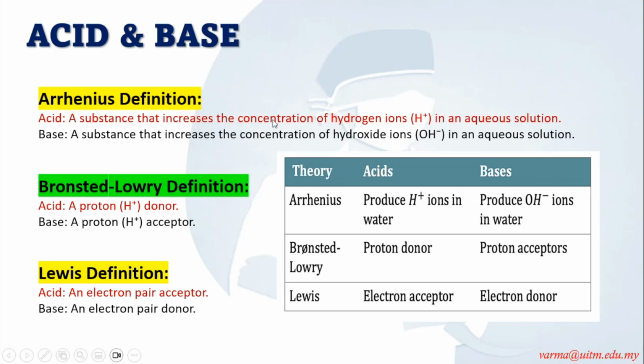CO2 doesn't have a hydrogen ion, so according to the Arrhenius definition, it is not an acid. Bronsted-Lowry defines an acid as a proton, hydrogen ion donor. Again, it is not an acid. But in the Lewis definition, an acid is an electron pair acceptor, in which case, yes.